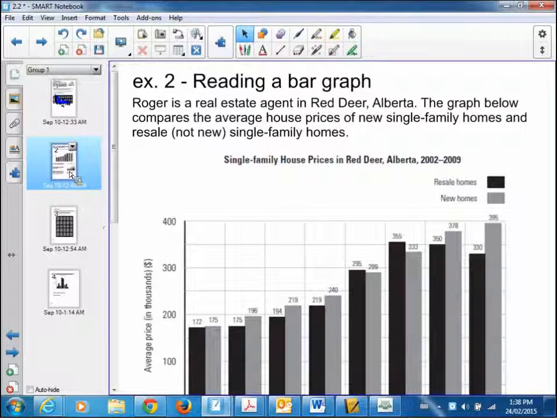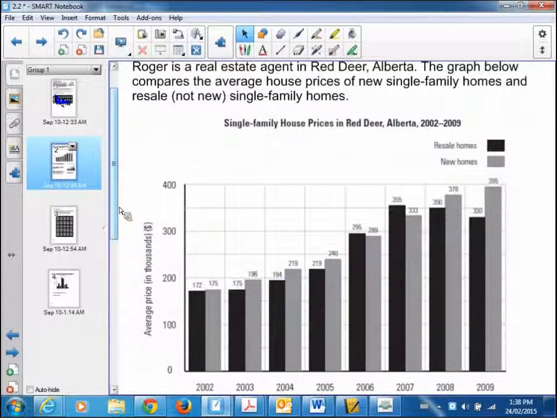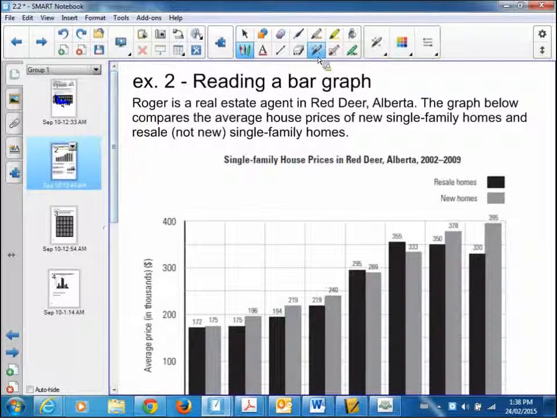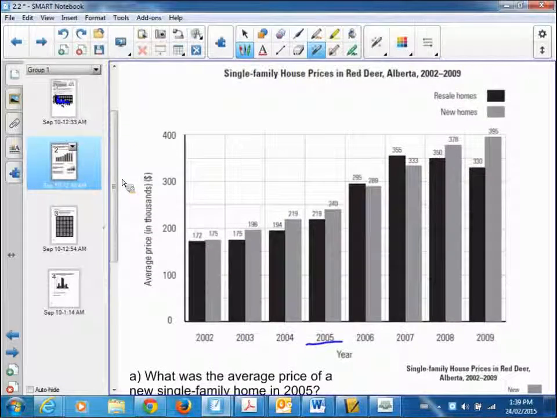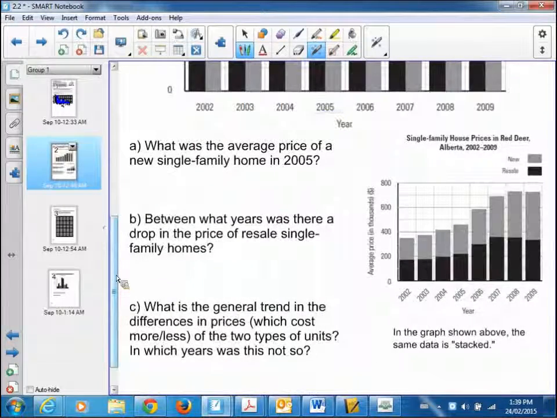Okay, I've got two graphs on this one. One's big, one's small. Reading the graph. Roger's a real estate agent in Red Deer. The graph below compares his average house prices of a new single-family home and a resale or not new single-family home. Not apartments. These are single-family homes. So the resale homes are the dark bars and the grayish bars are the new homes. What's the average price of a new home in 2005? 2005, new is the gray one. It even reads there, it's 240,000. No biggie there.